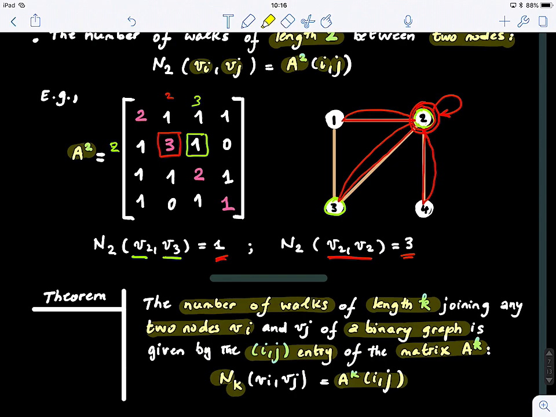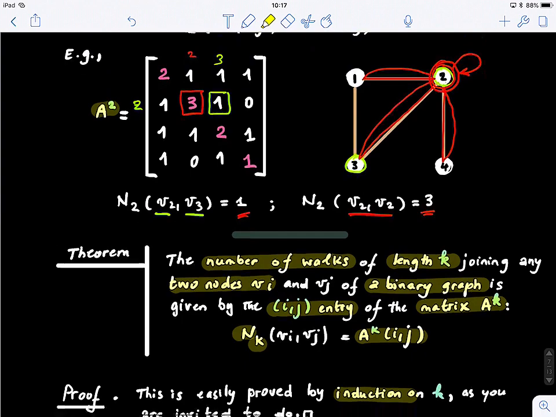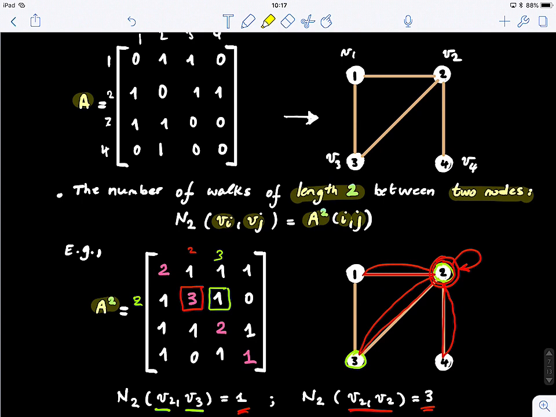Now, how do we prove this? It's very easily provable. You can do this at home. If you know induction, you should have seen this in analysis of algorithms. By induction, you assume it's true for k and prove it for k plus 1. You can do it just by multiplication and derive it. So this is provable by induction. This algorithm allows you to find walks of particular lengths. It's called the matrix method. It's simple, but it operates on binary graphs.